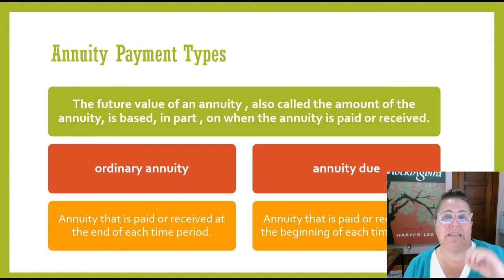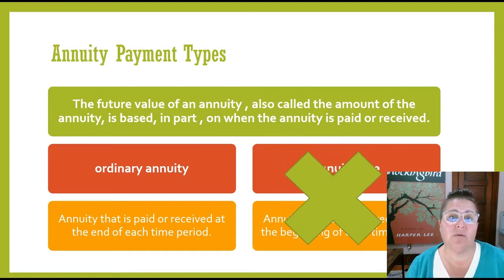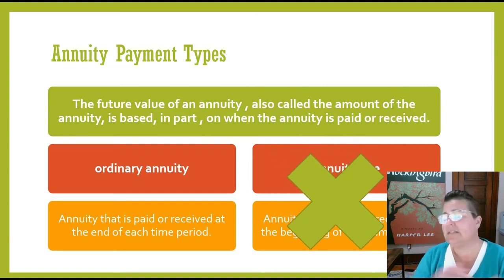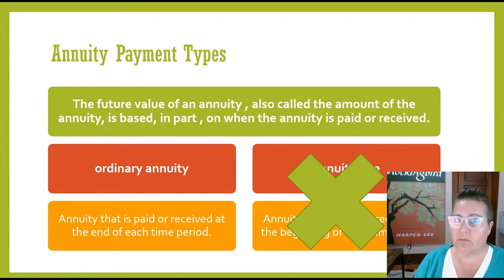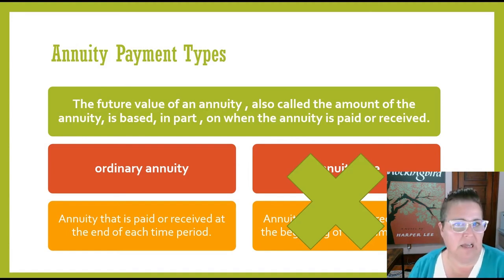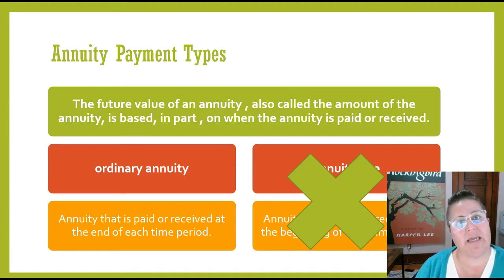Everything that we do in this class is just going to deal with the ordinary annuity. We are not going to be doing annuity due. Some things had to get cut out. Annuity due is the one thing that got cut out. All right. So if you're doing homework and you come across one you're just not getting, and it says at the beginning of the period, that's an annuity due. Flag it. Send me an email. You should not be getting problems like that.